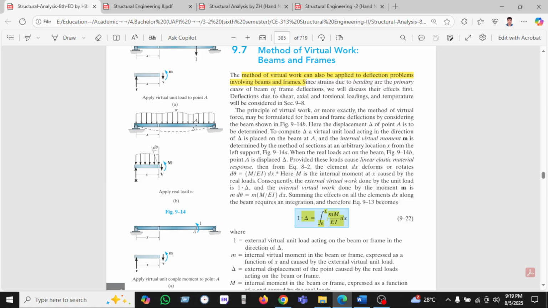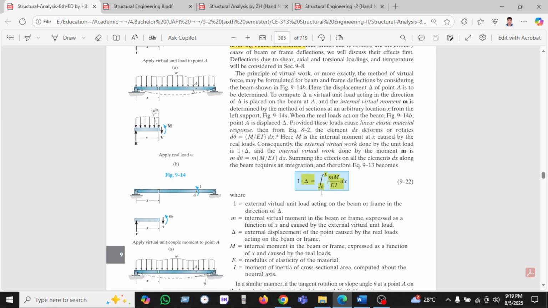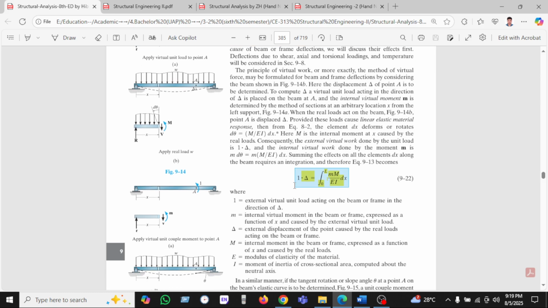The method of virtual work can also be applied on deflection problems involving beams and frames. Since the strain due to bending primarily causes beam and frame deflection, we will discuss their effect first. You can see here the formula of the deflection method. Deflection is the integration of m into M divided by EI into dx.